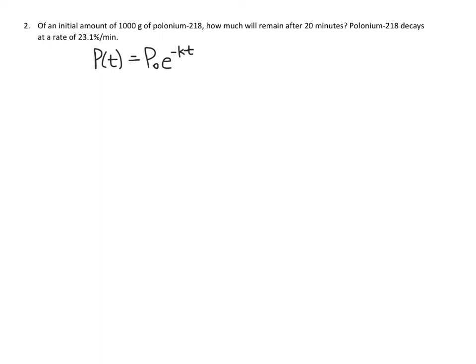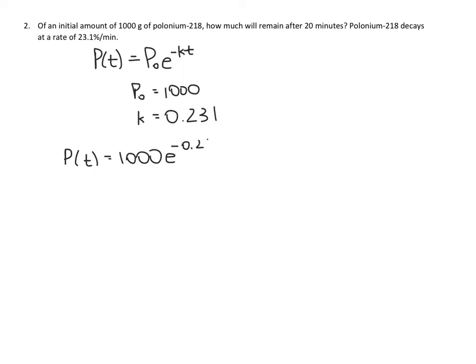Here we are told that the initial amount is 1,000 grams, so that is what P sub 0 would be. P sub 0 is equal to 1,000. And then our decay rate, if we write that as a decimal, k then is going to equal 0.231. So then our function is going to look like P of t equal to 1,000 e to the negative 0.231 times t.